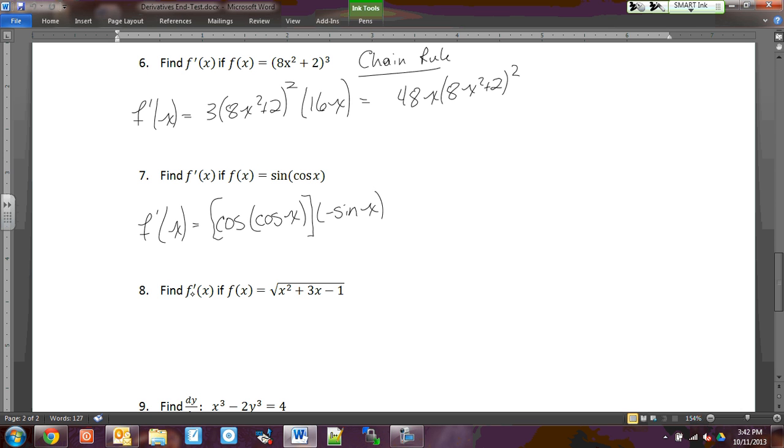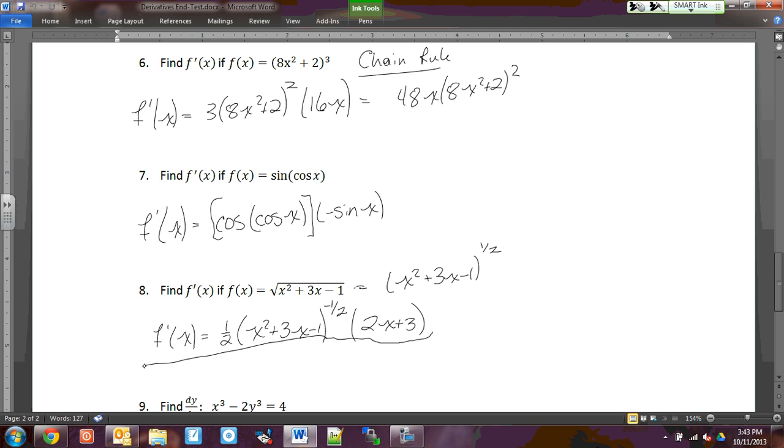Number 9, find f prime of x if f of x equals the square root of this. Well, first thing I would do is do a rewrite. X squared plus 3x minus 1 to the 1/2. Still a chain rule, so you gotta smash the window. So you're gonna have 1/2 times the inside to the negative 1/2 times the derivative of the inside, which is 2x plus 3. All right, so there's your answer.